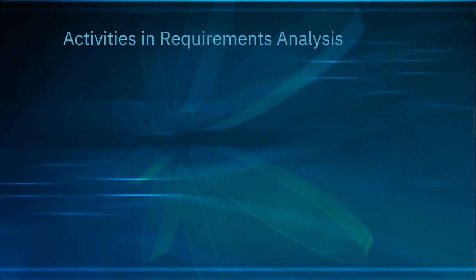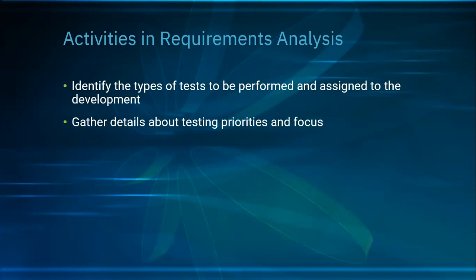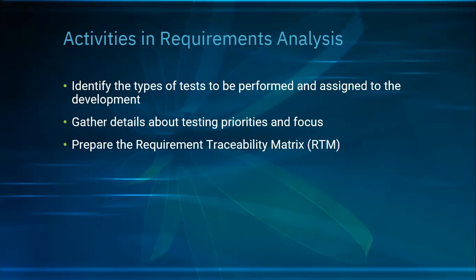So let's take it one after the other to understand what it is. What are the activities in requirement analysis? First, you identify the type of tests to be performed and assign them to the development. Then the next thing, we gather details about testing priorities and focuses. What exactly do we want to test? What is our positive scenario, our negative scenario? What are the criteria that need to be met? What are the steps that we need to put in place? What are the gaps? What are the risks? We need to put all this in place when we're analyzing.